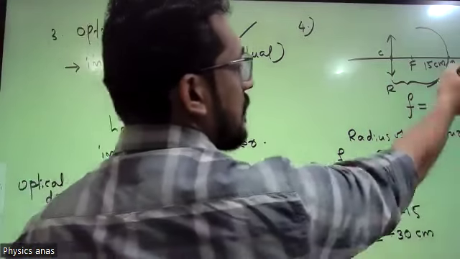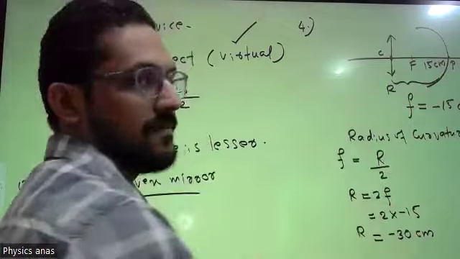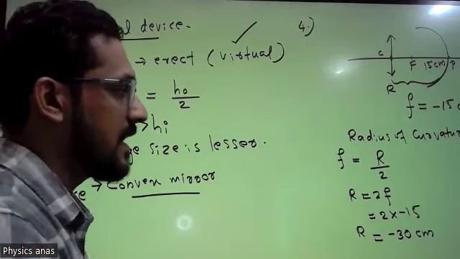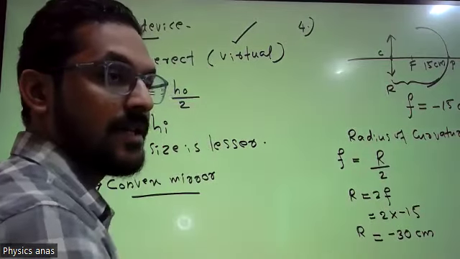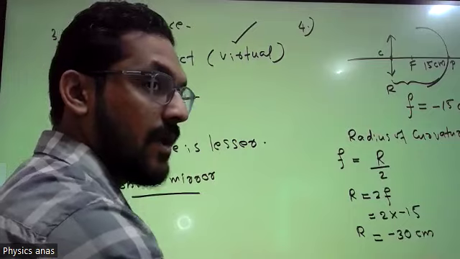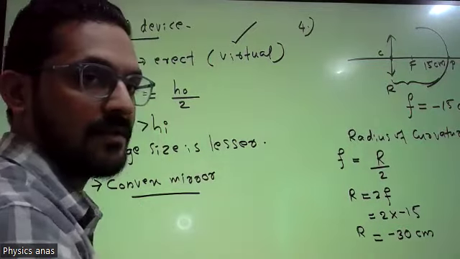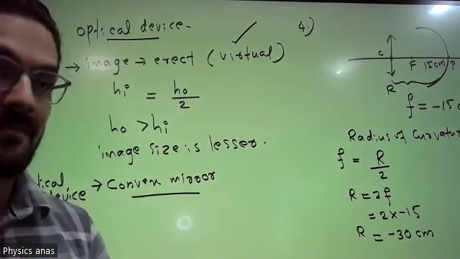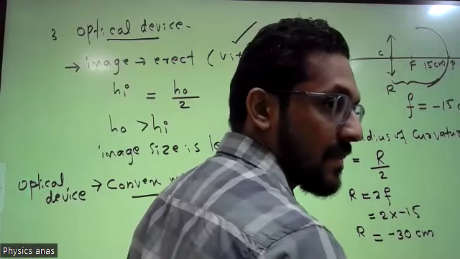Here you can see 15 centimeter and another 50 centimeter. That is the radius of curvature. Now can you say that focal length will be half of the radius of curvature? That means radius of curvature will be twice the focal length. Twice of focal length, then 2 into minus 15 will give you the radius of curvature. That means the object is at C.